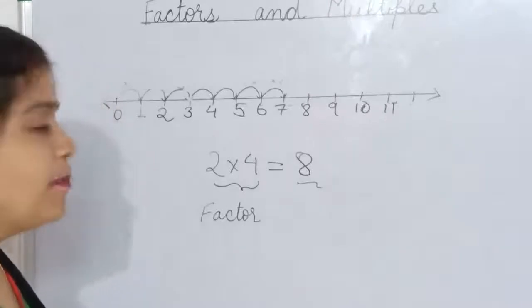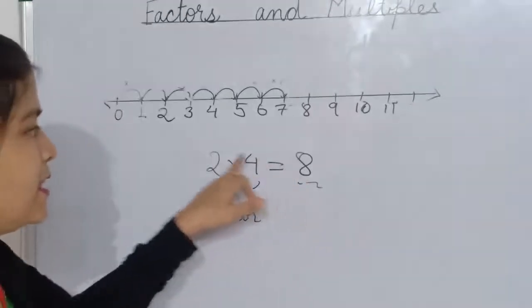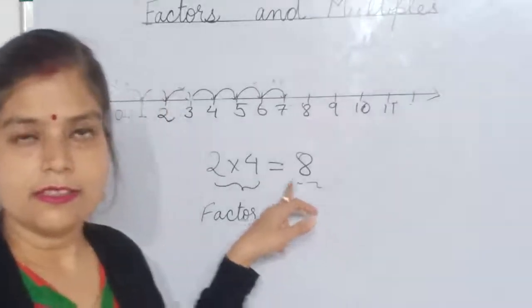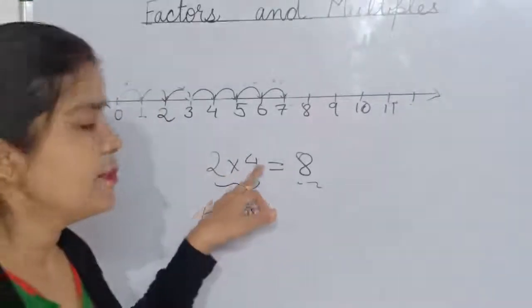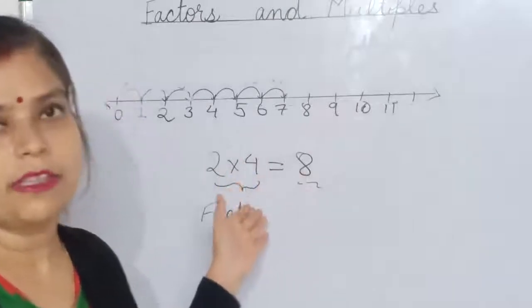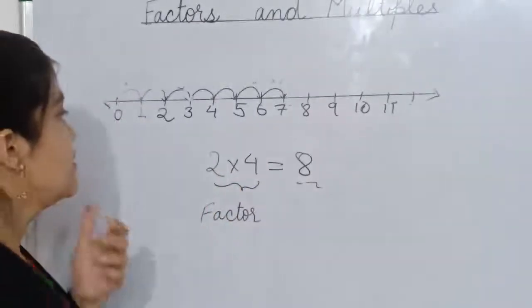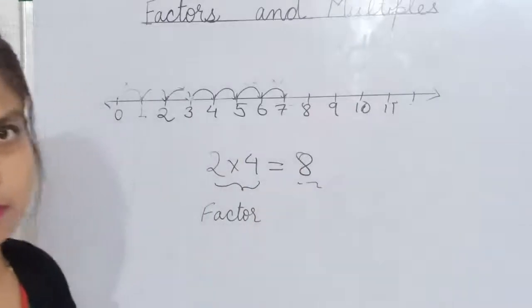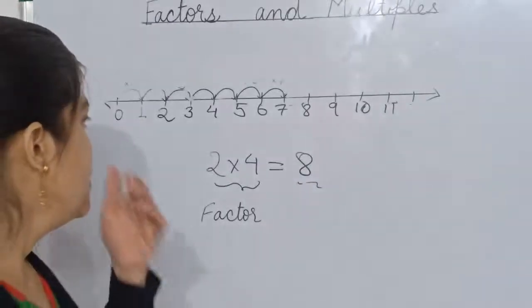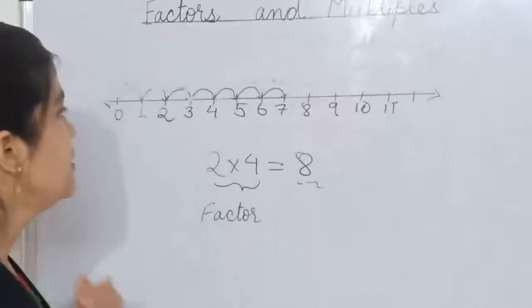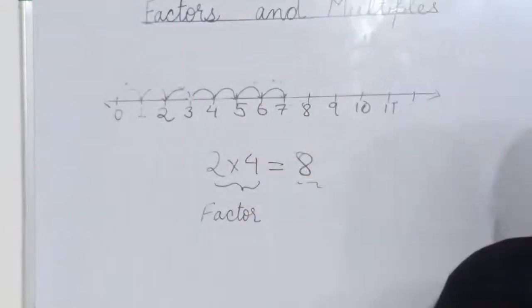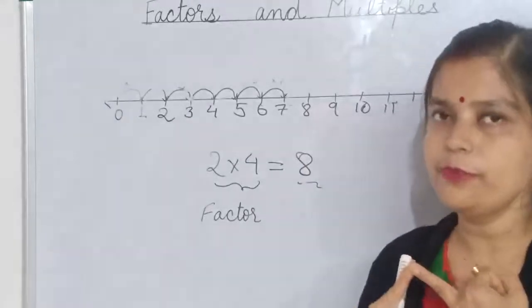Then 8 will be a multiple of 2. And 8 is a multiple of 4 also. Okay? This is a multiple of 2 and this is a multiple of 4. Means this is a common multiple. 8 is a multiple of 2 and 4 both. Okay? So, we have learned what is a factor and what is a multiple. I think it is clear for you now.